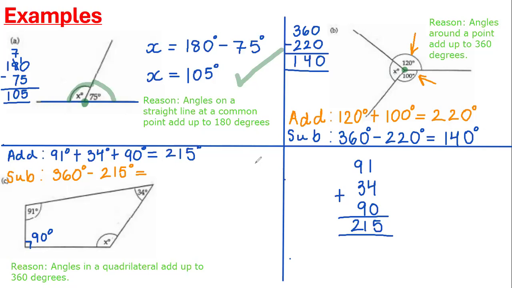Very good. 360 minus 215. We subtract them, so 360 minus 215.